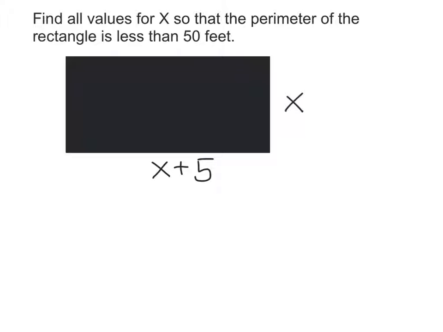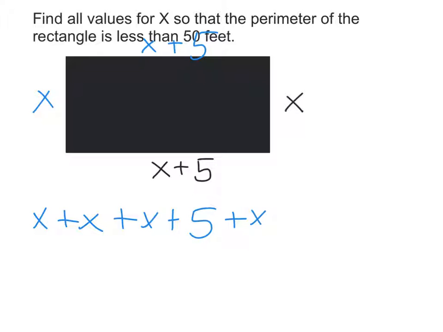Now perimeter is pretty easy, right? They're telling us that our sides are x and x plus 5. That means this one up here is x plus 5, and this one here is also x. So when we add up all our sides, we're going to have x plus x plus x plus 5 plus x plus 5. That's our perimeter. That's all of our values added together. And we want this to be less than 50 feet. So that's the inequality. Perimeter is just adding up all the sides, set it less than 50.